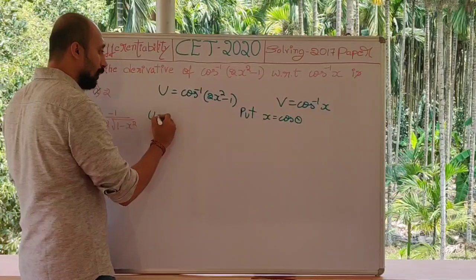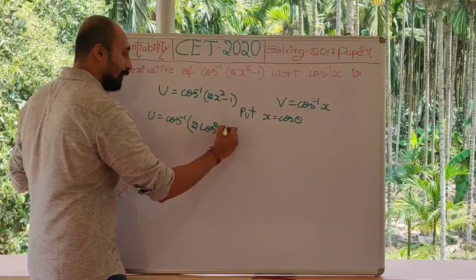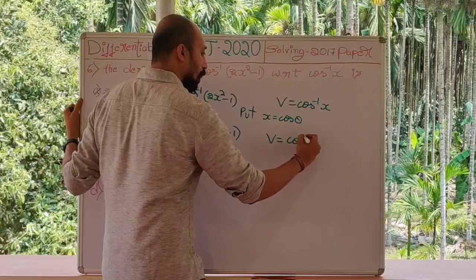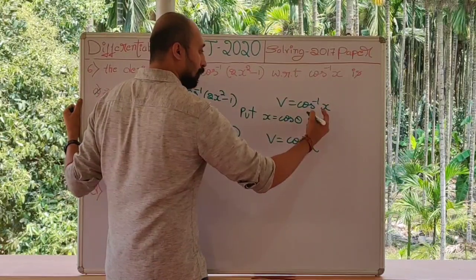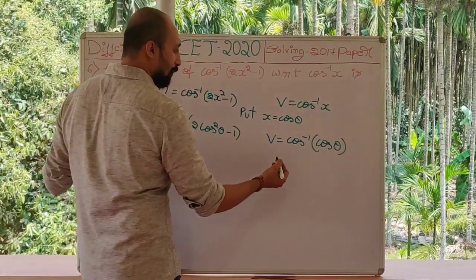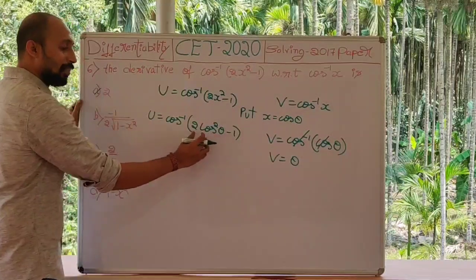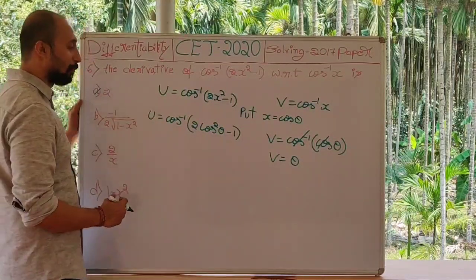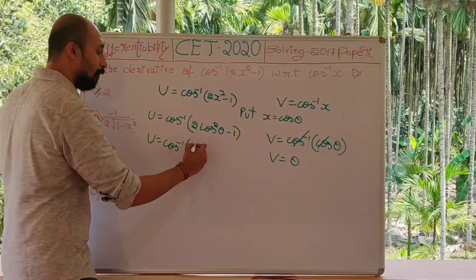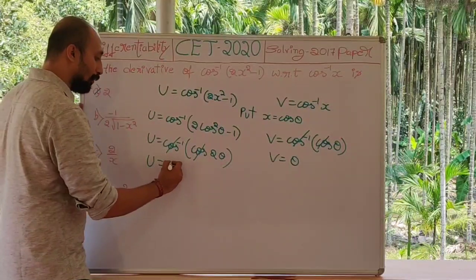So I will get u is equal to cos inverse of 2 cos square theta minus 1, and v is equal to cos inverse of cos theta. As simple as this. Now this and this will get cancelled, v will be theta. But this is nothing but the formula from first year trigonometry chapter. This is the cos 2 theta formula. So u is equal to cos inverse of cos 2 theta. So this cos and cos will get cancelled. U value is 2 theta.